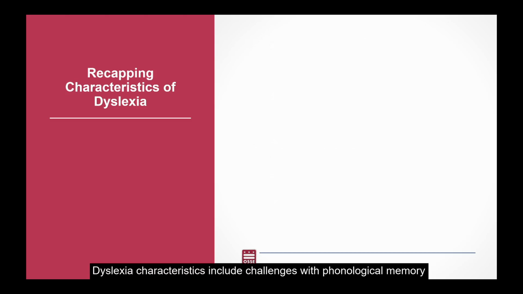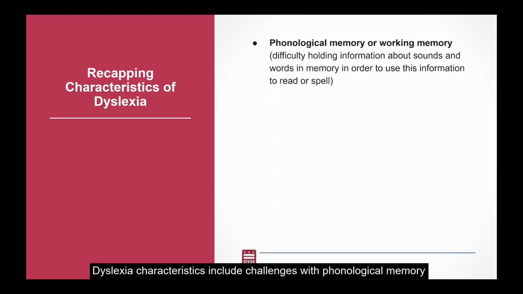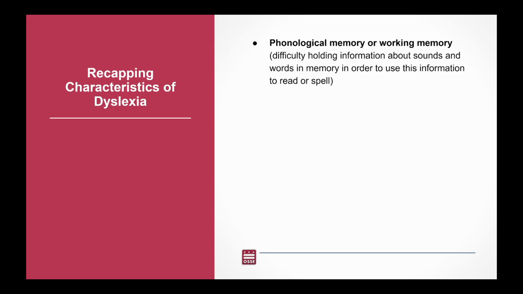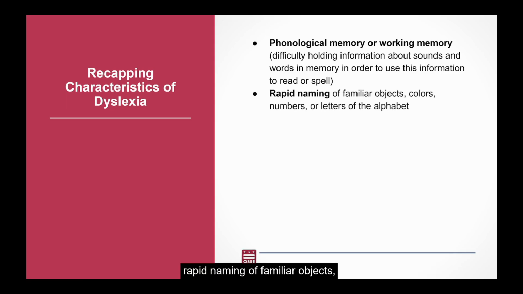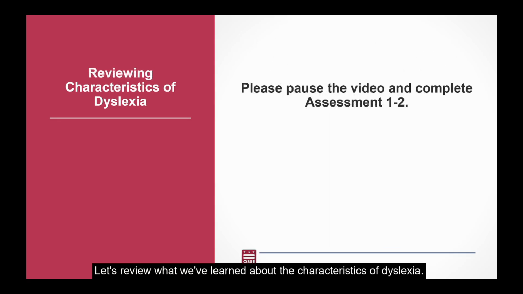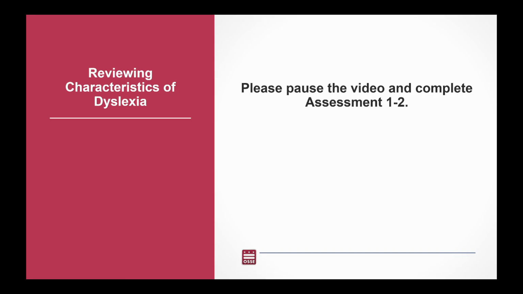Dyslexia characteristics include challenges with phonological memory or working memory, or holding information about sounds and words in memory in order to use this information to read or spell, and rapid naming of familiar objects, colors, numbers, or letters of the alphabet. Let's review what we've learned about the characteristics of dyslexia. Please pause the video and complete assessment 1-2.